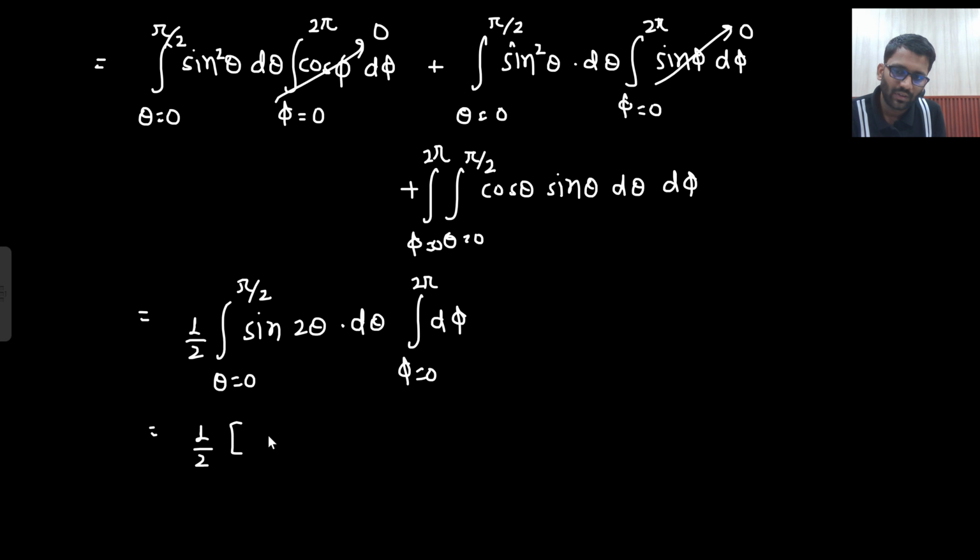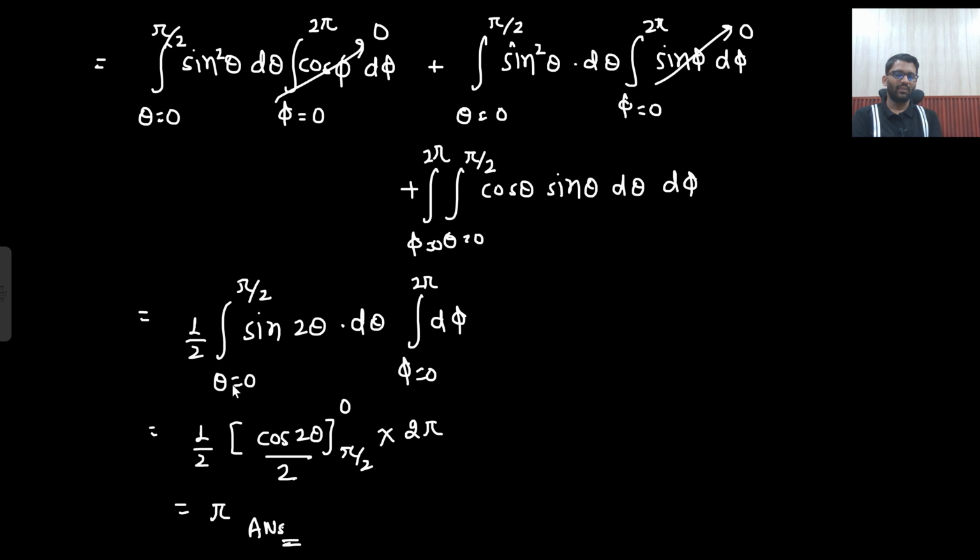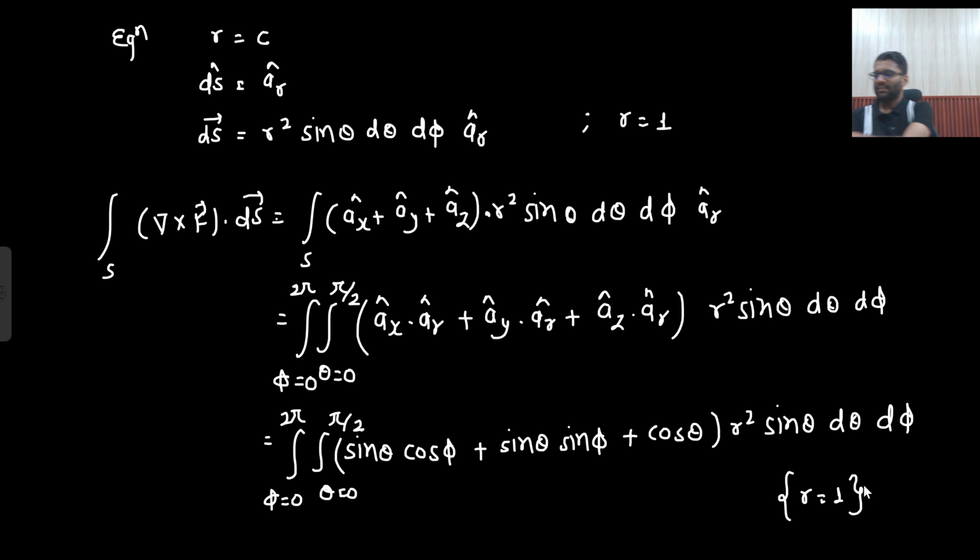1 by 2. What will this become? Cos 2 theta. It will be negative here. Negative sign will come, but I am changing the limit from pi by 2 to 0, and divided by 2 will also come. And this will become 2 pi only. So cos 0 is 1, this will be 2 only. So if you solve this, you are going to get pi as the answer. Cos 0 is 1, cos pi by 2 into 2 is cos pi. So 1 minus minus 1, that will be 2. 2 by 2 will cancel. 2 into pi, so the answer is pi. So this is the answer. This was your method 1.